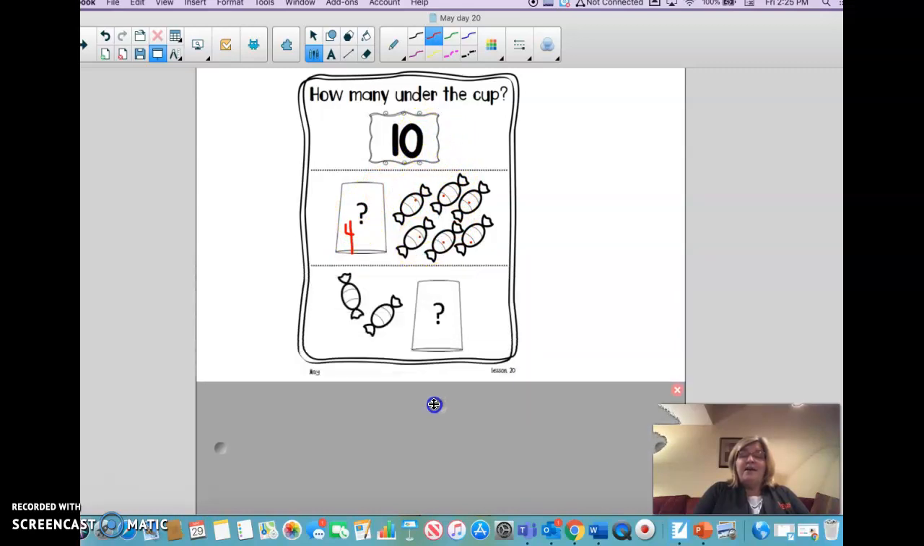Now how many are next to my cup? Oh, now we only have 2 pieces next to the cup. How many are hiding underneath this cup? Boy, you're fast with your answers. 8 is absolutely right. 2 plus 8 equals 10. That's one strategy of finding out how many would be underneath the cup.